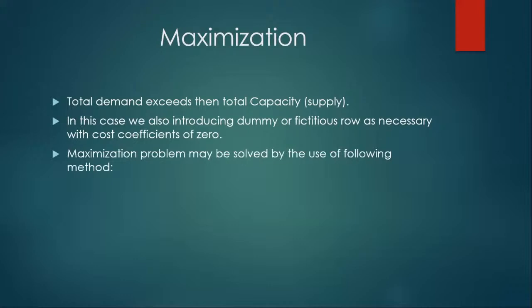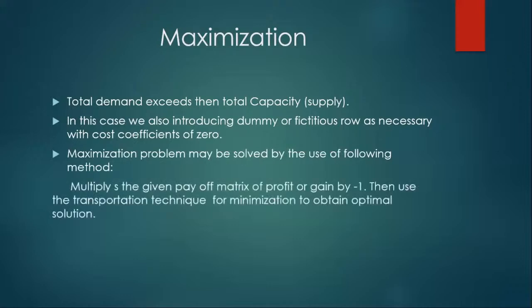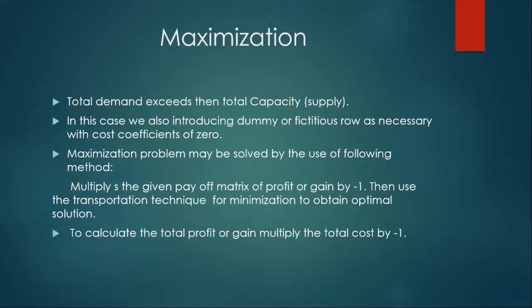A maximization problem may be solved by using the following method. Multiply the given payoff matrix of profit or gain by -1. Then use the transportation technique for minimization to obtain the optimal solution. To calculate the total profit or gain, multiply the total cost by -1.